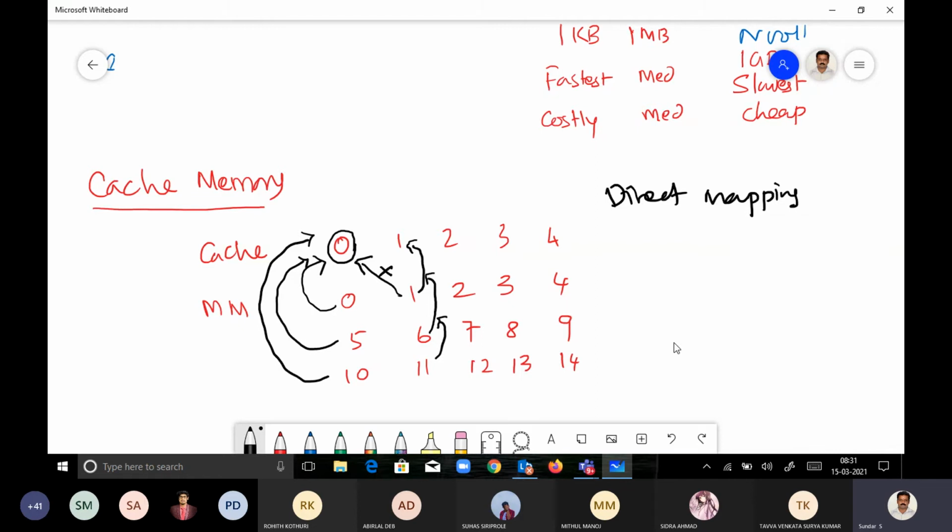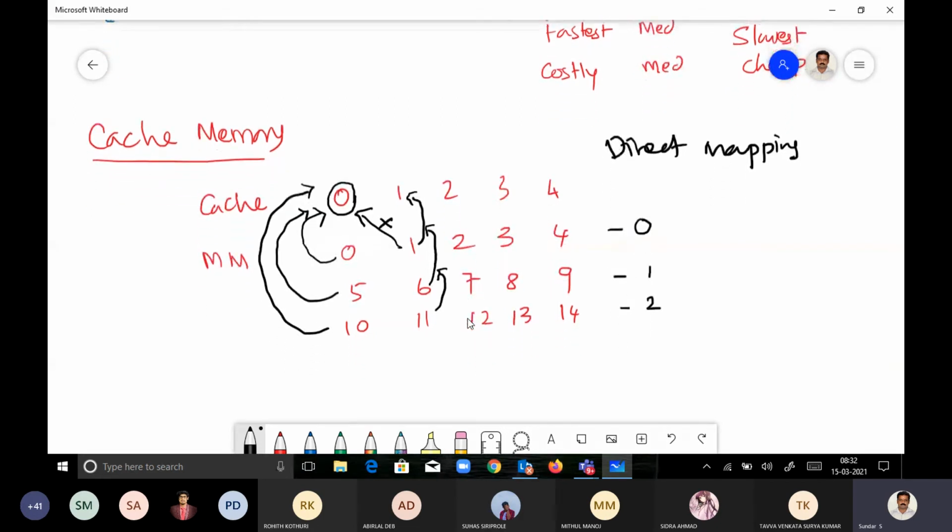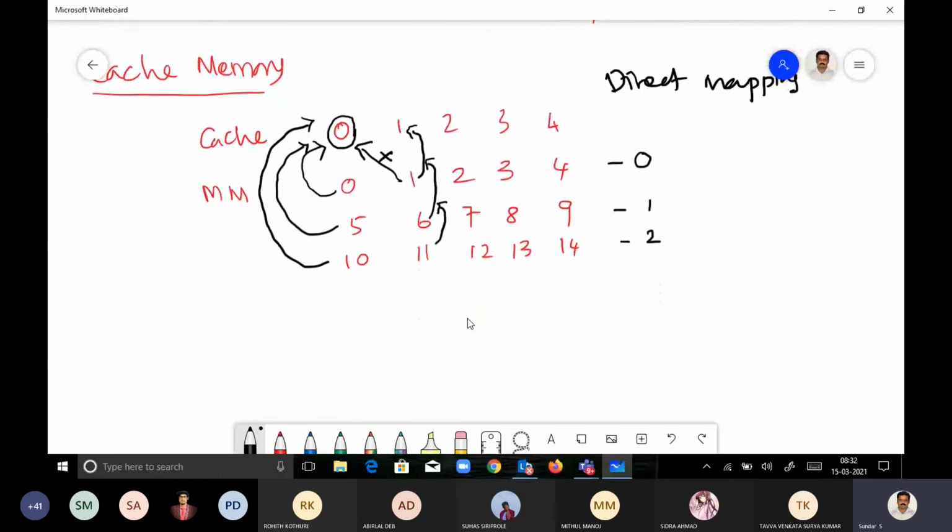Okay, right. Now how do we interpret this? We interpret it as 0th row, first row, second row, something like that. Okay, now let us go to one example. What is the cache containing? What does the cache contain?